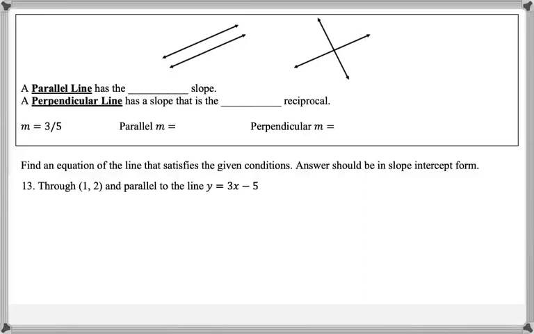The next part of the section is talking about parallel and perpendicular lines. Parallel lines never cross, and perpendicular lines cross at a 90-degree angle. So a parallel line has the same slope, and a perpendicular line has a slope that is the negative reciprocal.